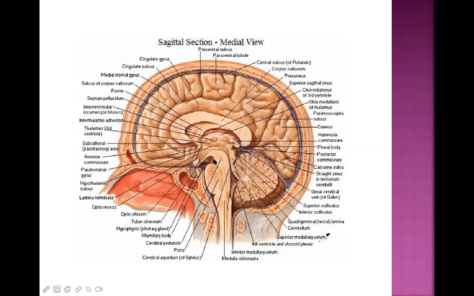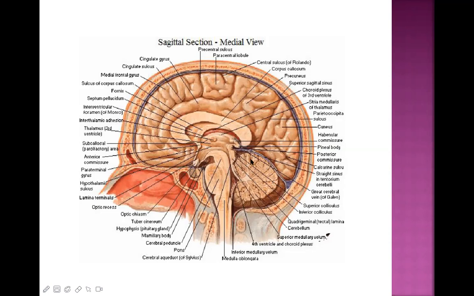Now, what are the other parts of the brain? Here is the midbrain. This small area is called midbrain. This bulge area is called pons, and this is medulla. So midbrain, pons, and medulla. And medulla will continue as spinal cord. This is spinal cord. So this structure is called foramen magnum of our skull.